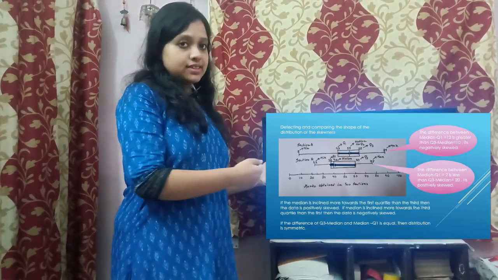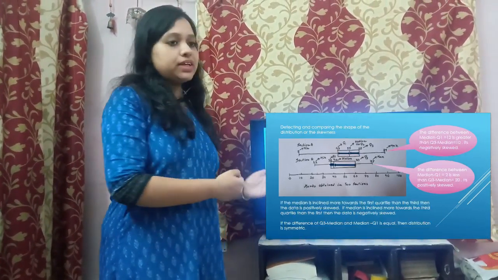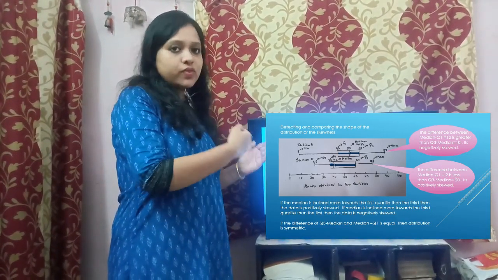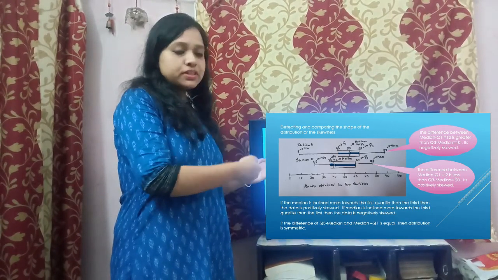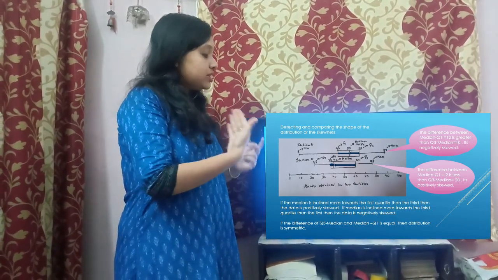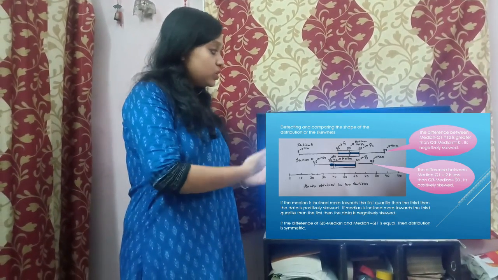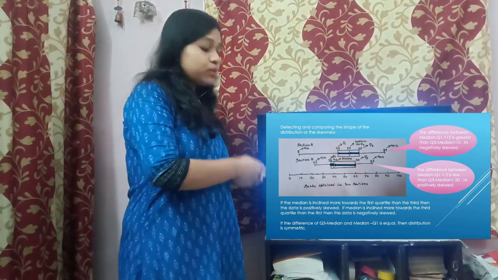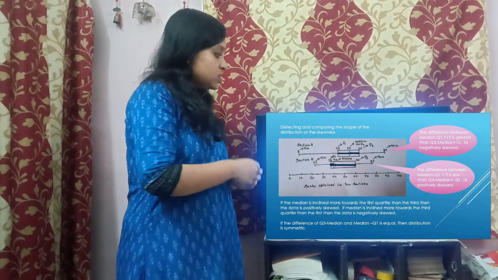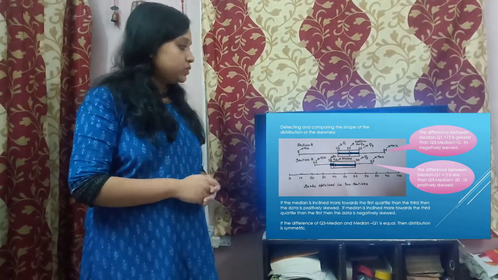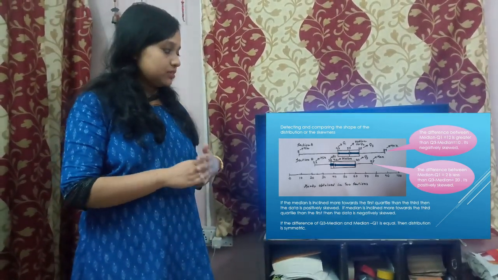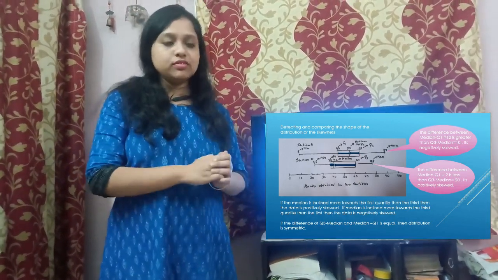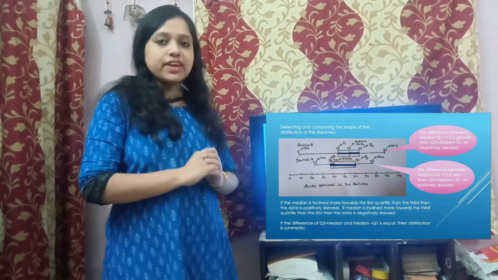So we have seen that the comparison can be made according to the 5-number summary, that is the median, quartiles, the dispersion, that is IQR, and the range. We can also detect the shape of the distribution or the skewness from these box plots. So basically we need to check whether the distributions are positively skewed, negatively skewed, or symmetric. This is very easy to check.